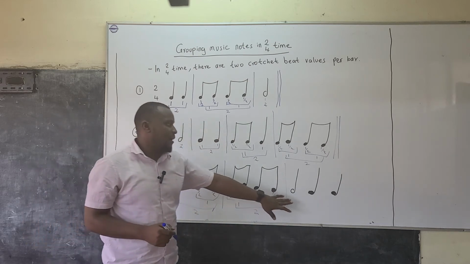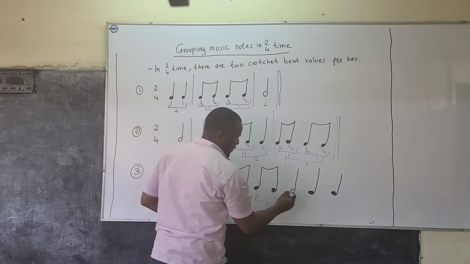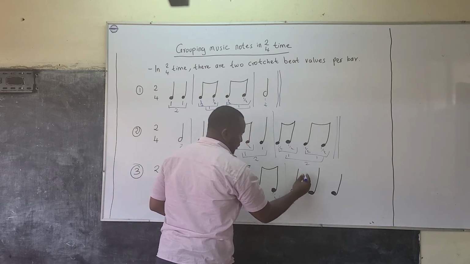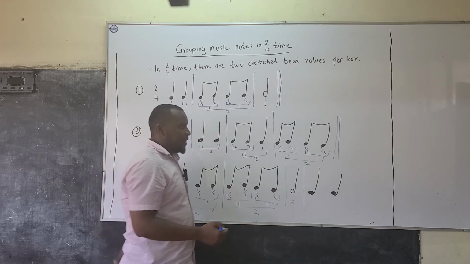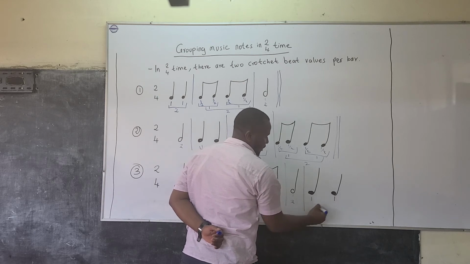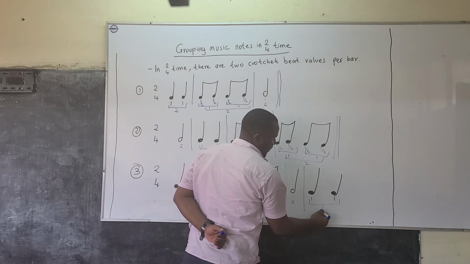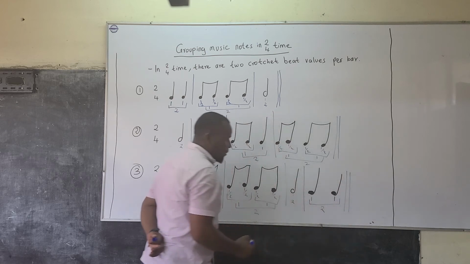Next, what we have here is a minim. The value of a minim is 2 beats. So a minim is 2, and after 2 beats we shall have a bar line. At the end we have a crotchet with 1 beat, another crotchet 1 beat, 1 and 1 make 2, and finally we have a double bar line.